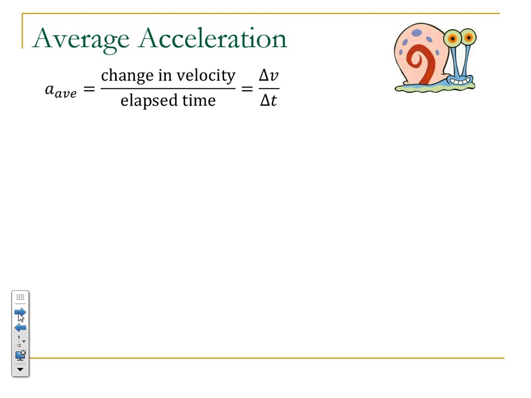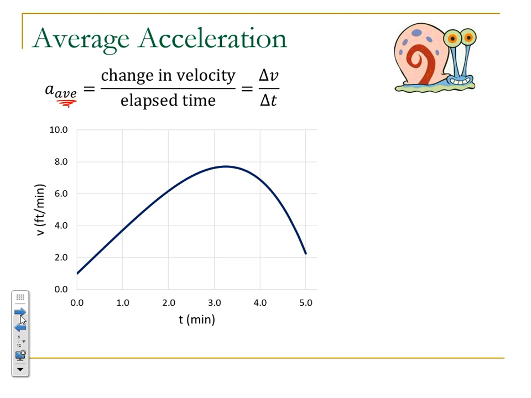Okay, now we can also define similar quantities for acceleration. We can define an average acceleration, and again we have this AVE subscript to indicate this is an average acceleration. It's a change in velocity now divided by an elapsed time, delta V over delta T. And we can do an example.